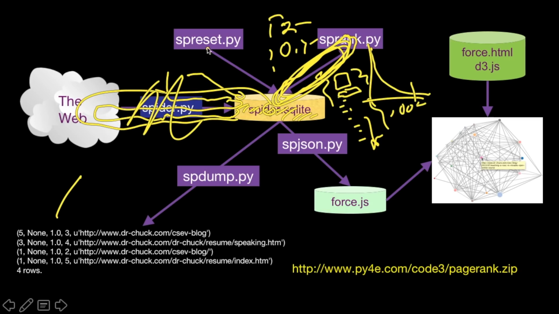Now there's this one program called SP-reset, which sets all the pages back to 1, so you can start this over. So if you were to Spider for a while, run SP-rank for a while, play around, and then you wanted to Spider some more and start it over, you could say, let's start the PageRank completely over. Or you could simply take the new pages and watch it adapt. Either way, this is just a way to reset all the pages to have their initial value of a goodness of 1.0.